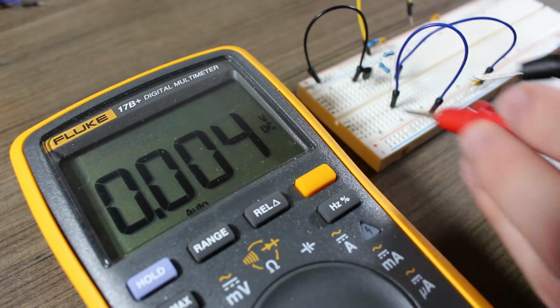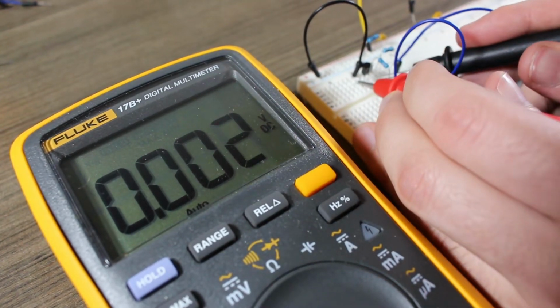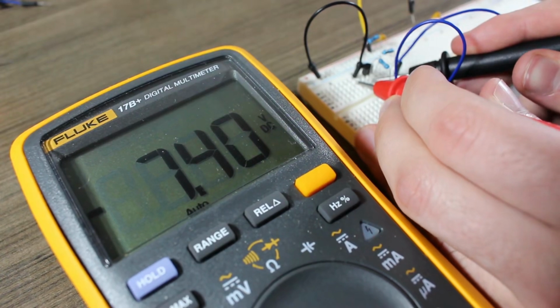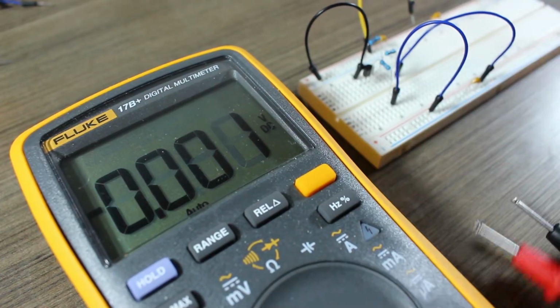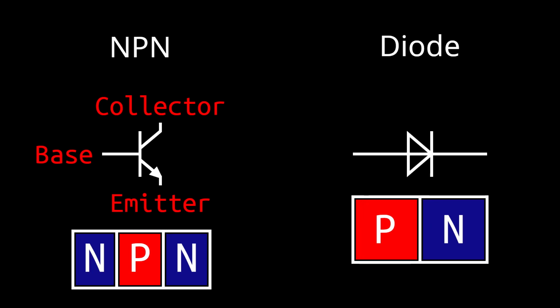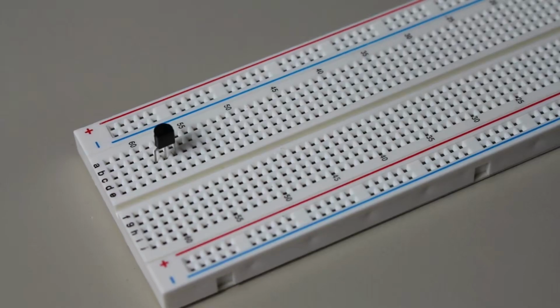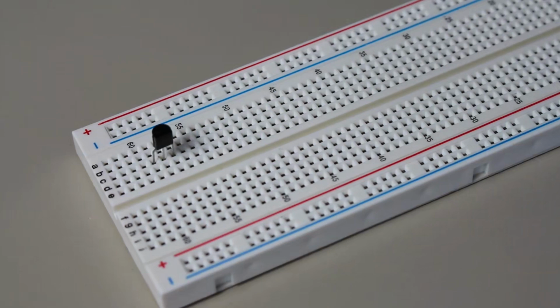We can detect when we have reached saturation by measuring the collector emitter voltage. If the voltage drop is less than approximately 0.6 volts, then we've reached saturation. The 0.6 volts comes from the base collector junction, which is also a diode like I explained in the beginning of the video. So, in saturation, the transistor becomes closer and closer to a short circuit.